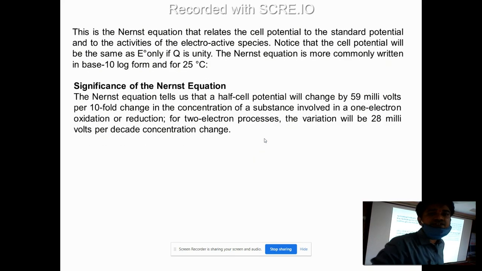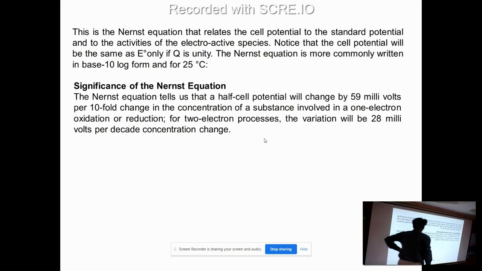Okay, fine. So what is the significance of the Nernst equation? You go back here, I have written the significance. See? The Nernst equation tells us that a half cell potential will change by 59 millivolts per tenfold change in the concentration of a substance involved in a one electron oxidation or reduction process. See, tenfold change, so the reaction rates are changing by tenfold when just 59 millivolts potential is involved. So the potential is changing with the concentration. That is the significance of the Nernst equation.